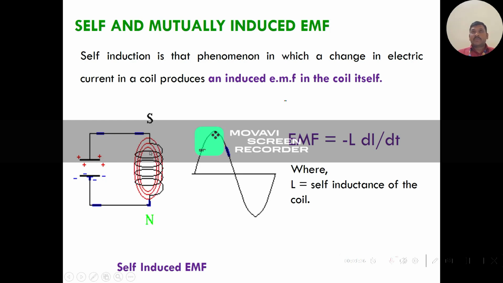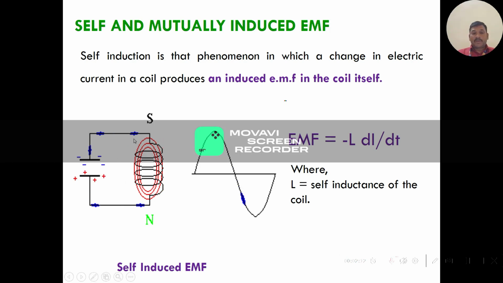Whenever the current is flowing through this coil, it develops a magnetic field, and the magnetic flux lines are represented by the red color lines. These red lines indicate the flux produced by the coil. The flux density varies from 0 and reaches the maximum value, maximum flux phi m, and again it reaches the negative maximum.